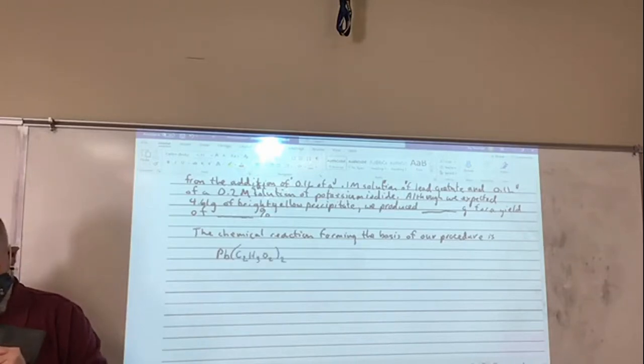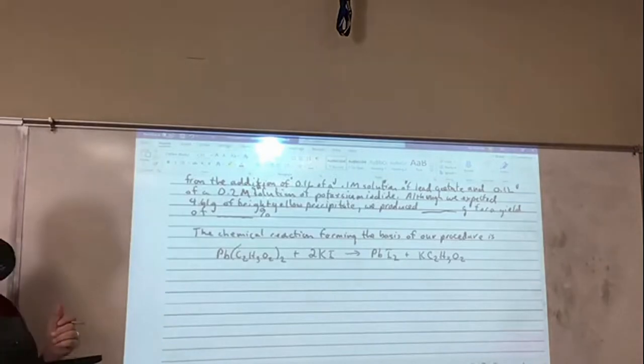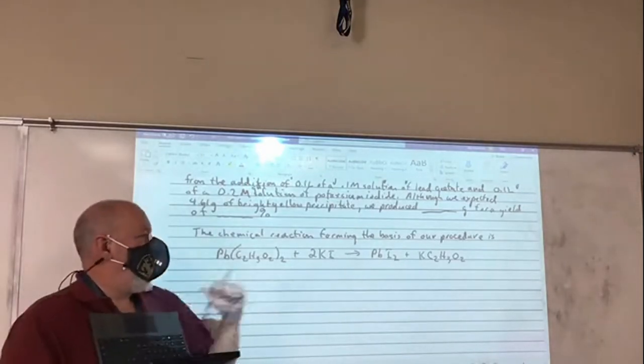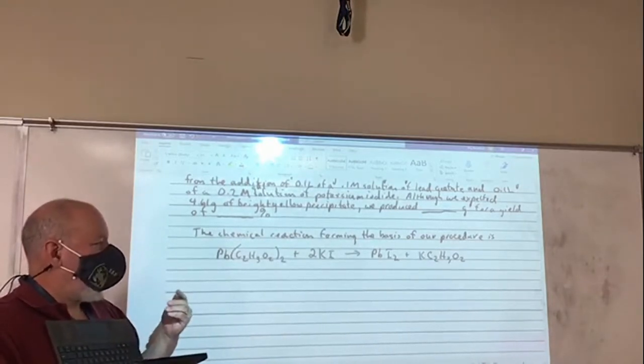Is PbC2H3O2 plus 2KI gives us lead iodide plus potassium C2H3O2. Okay, so the chemical reaction forming the basis of our procedure is this. Okay? And we've called this a double replacement reaction. We've also called it a precipitation reaction.